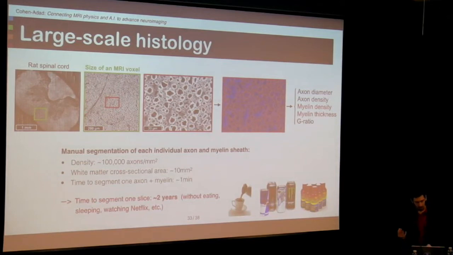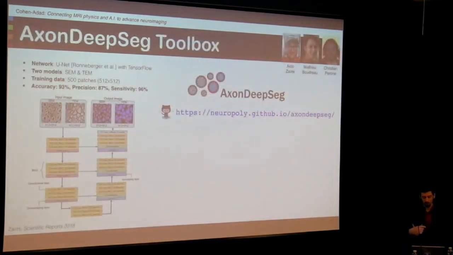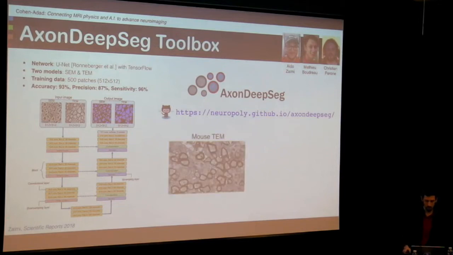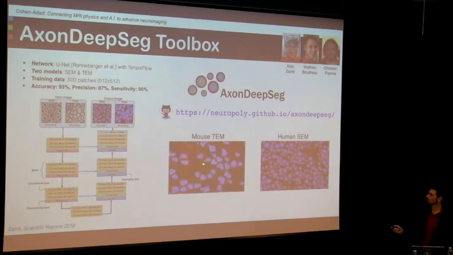So obviously, that's a great task for deep learning, and we started to work on another project called AxonDeepSeg, which is open source. And if you have some histology segmentation task, please try this out and give us some feedback. It's based on the UNet, and we trained 2 different models for scanning and transmission electron microscopy. As you can see, the contrast between those 2 images is quite different, which led us to train 2 separate models.